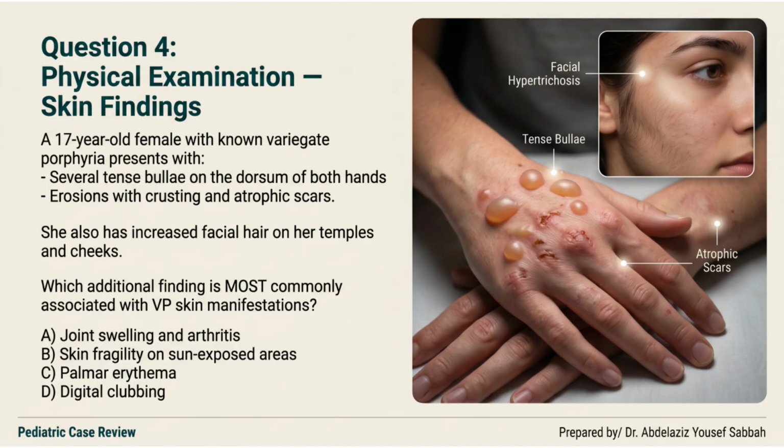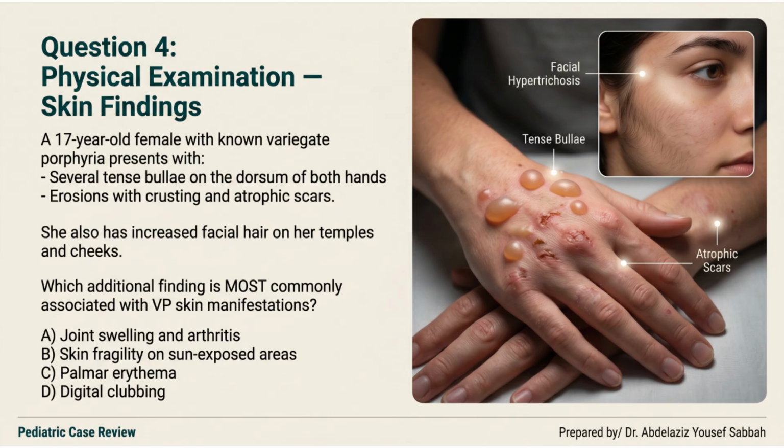Question 4. A 17-year-old female with known Variegate Porphyria presents with several tense bullae on the back of both hands, along with erosions, crusting, and atrophic scars. She also has increased facial hair on her temples and cheeks. Which additional finding is most commonly associated with the skin manifestations of Variegate Porphyria?